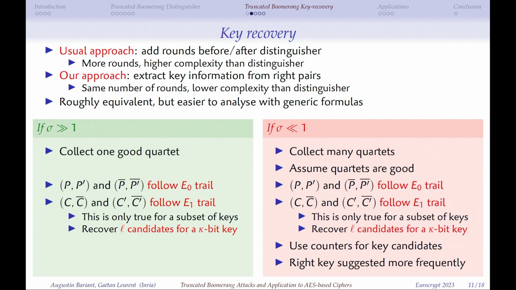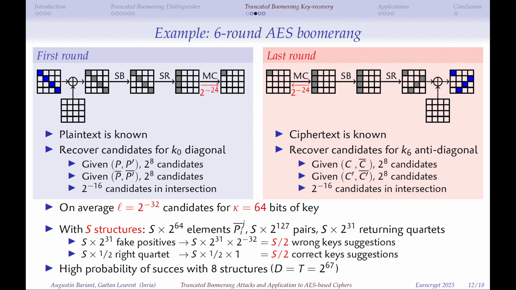If we are in the case where the signal-to-noise ratio is low, you have to collect many quartets. Most of them will be wrong. But if you build counters for each key candidate, you will still get a signal, and the right key will come up after some time. So looking at the 6-round example again, how do we extract key information?